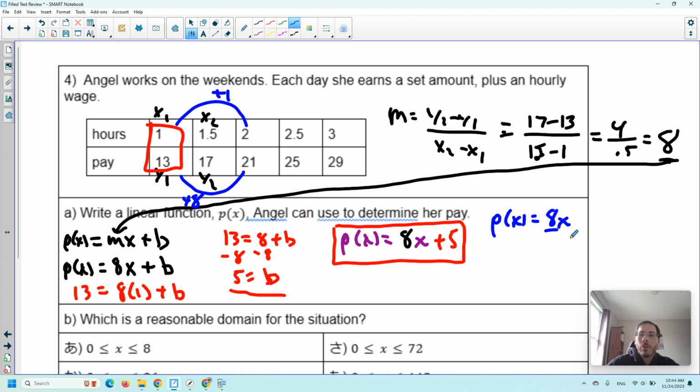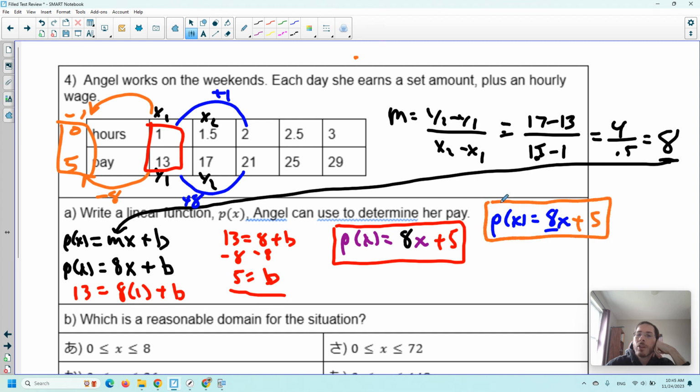And we know that the y-intercept is what happens when we're at 0. So if I really want to, again, I can think about this. I can say, well, wait a second. If I were to go back 1, I would be at 0. So instead of going plus 8, I would have to go minus 8. Well, 13 minus 8 is 5. So I know I'm just going to have 8x plus 5. So again, I can think about it and get the answer really quickly.